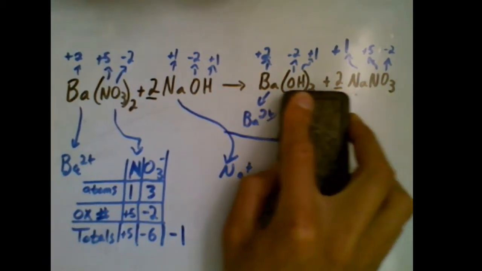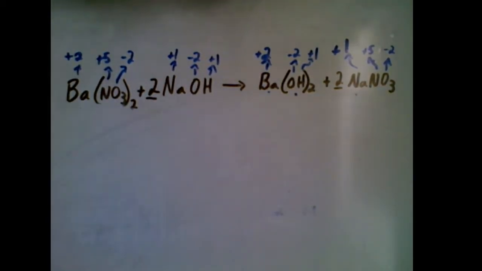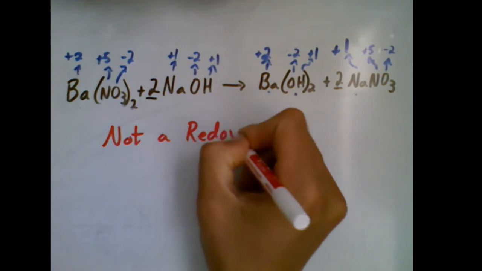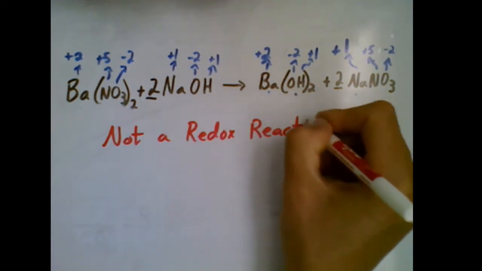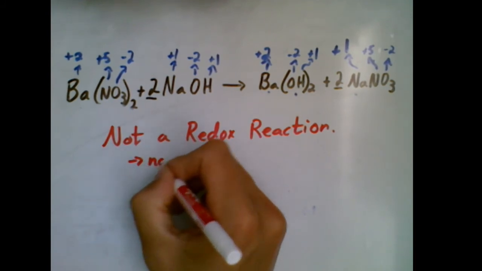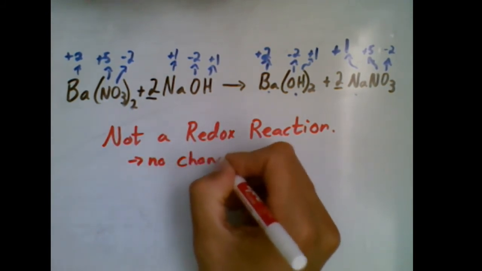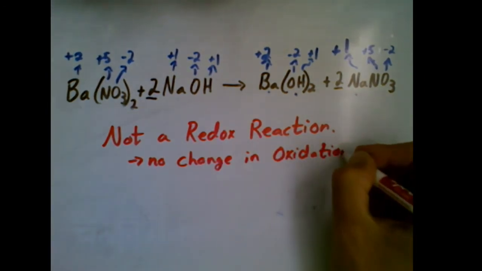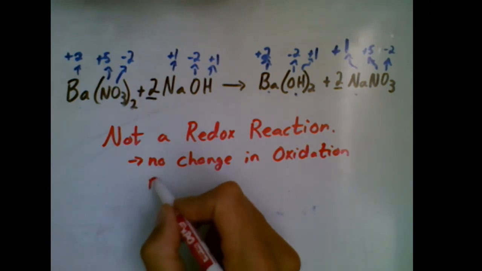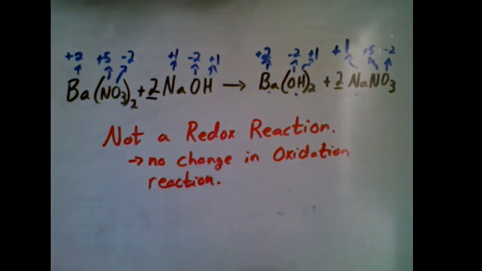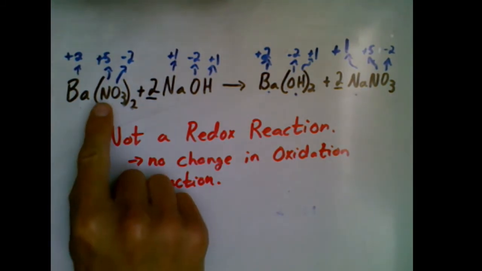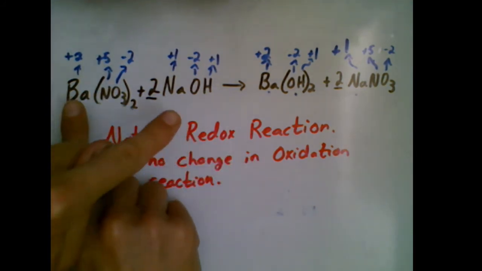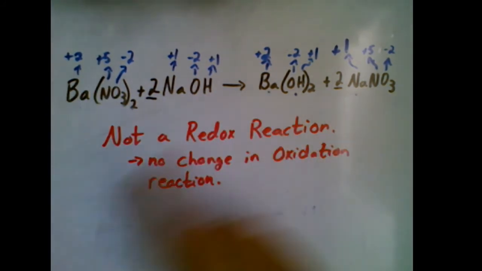Here's what we've learned by doing this. This is not a redox reaction. If there is no change in oxidation numbers, then it's not a redox reaction. That is how we can actually tell if electrons are exchanged or not. So there we go. One thing you may notice too, this is a double replacement reaction. You have Ba and Na basically swapping partners, what they're bonded with, leading to these new products.